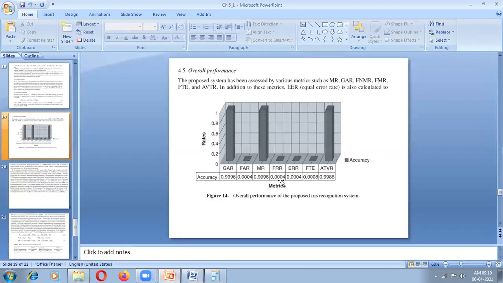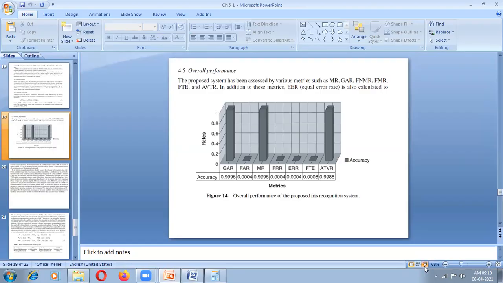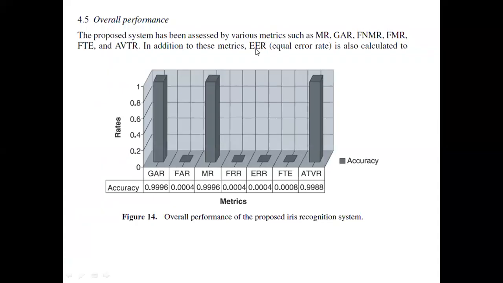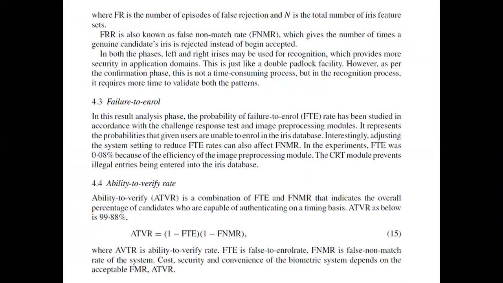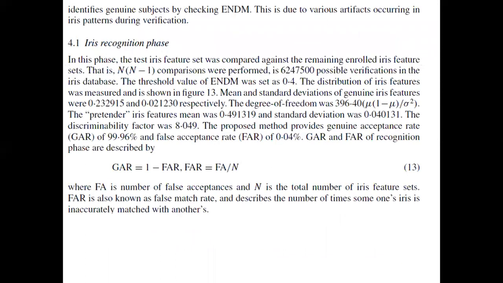In the case of all the error rates, the accuracy of the system is listed here. One more metric we have used is the equal error rate, which is also calculated in the system. The ability to verify rate is more important because it is needed more. Genuine accept rate is needed. The false acceptance rate is very low.